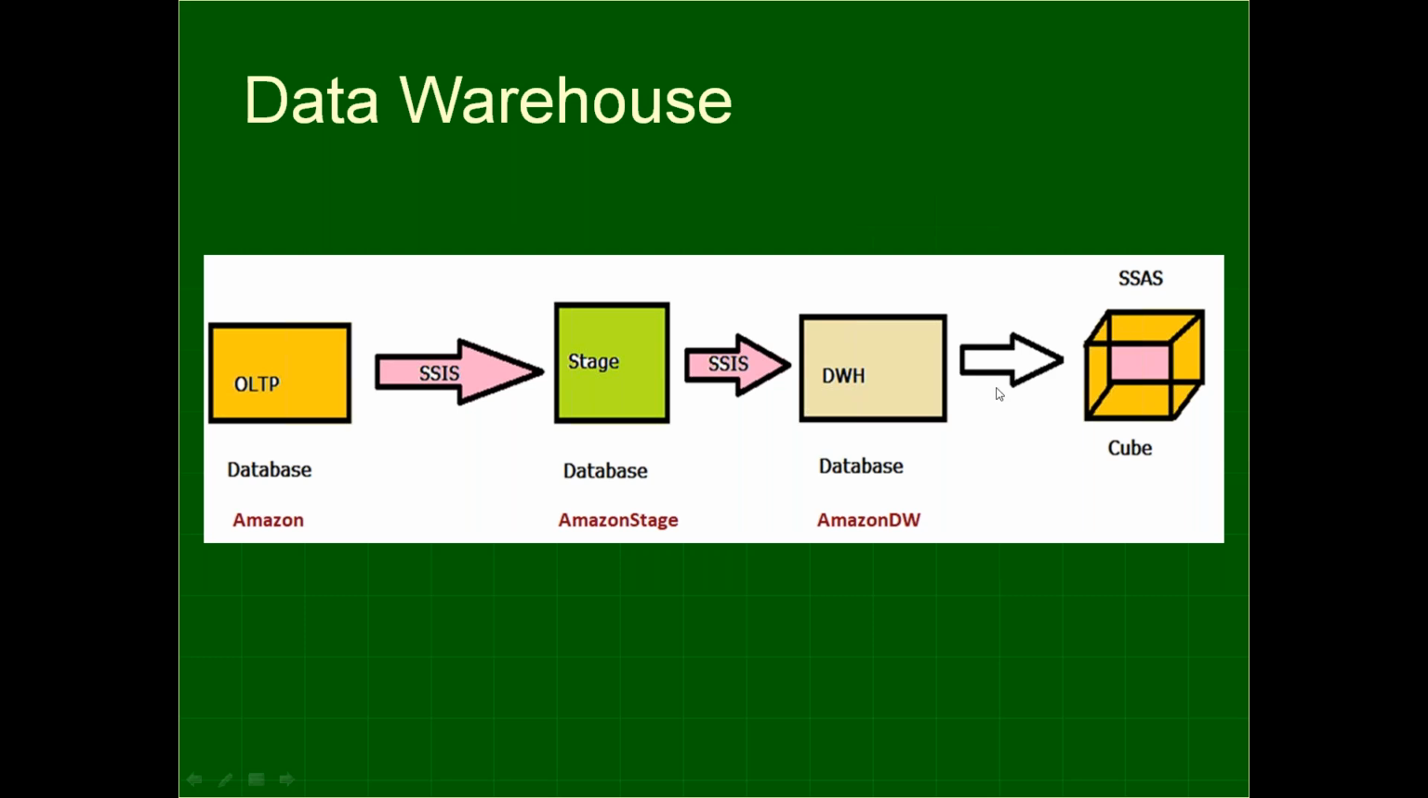So the cube is getting the data. The data warehouse will have detailed data. Clear? The cube is going to have aggregated data, or some totals. Clear? So that is what we're going to have.